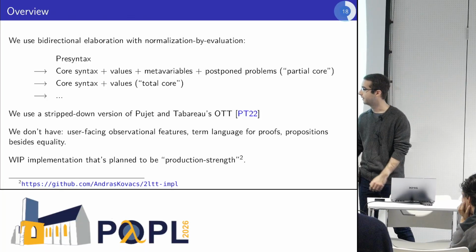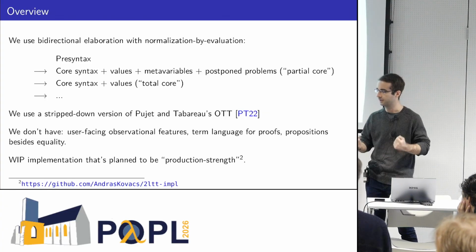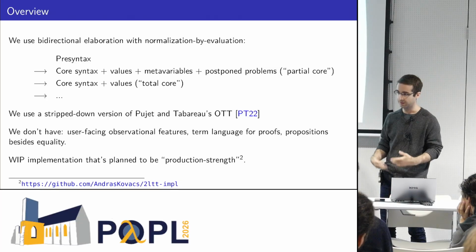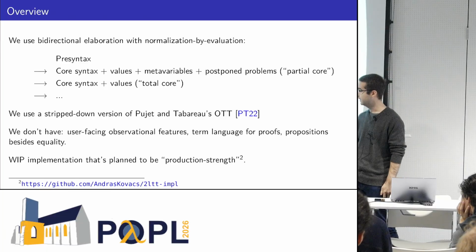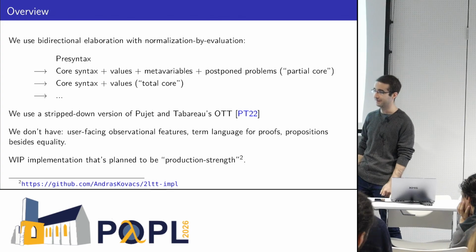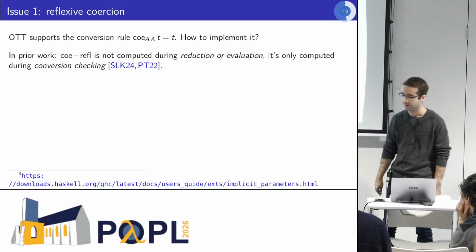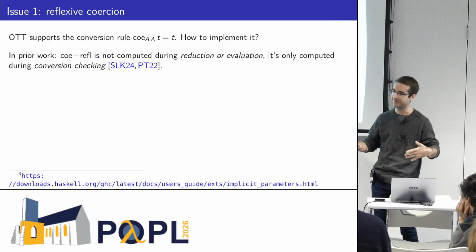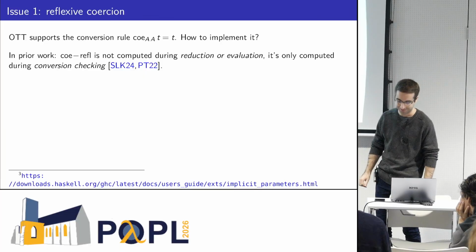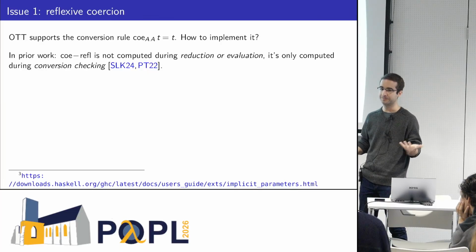And so there's a work-in-progress implementation that's planned to be production strength. It's part of a larger implementation project. And actually, most of the interesting things that I can say is about how to do production strength OTT implementation. So let's get to it. And we have some issues in production. So one is reflexive coercion. So I already mentioned this. You have a reflexive coercion, you can compute it.